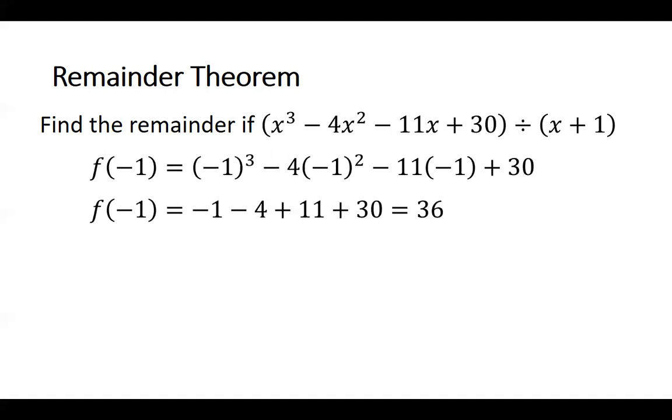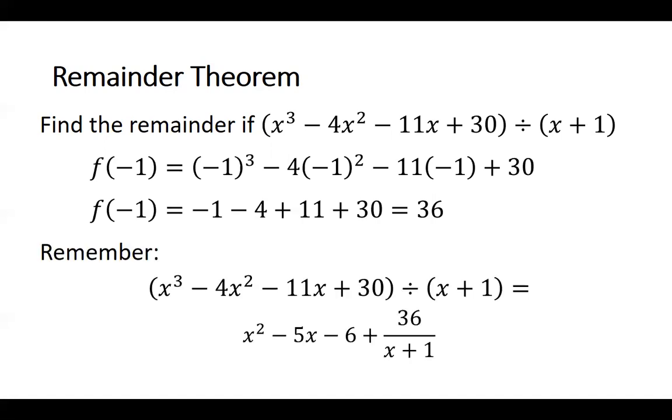-1 times -11 gave me 11. So we come out with 36. And remember when we did this with our synthetic division, we came out with x squared minus 5x minus 6 plus 36 over x plus 1. So 36 was our remainder.